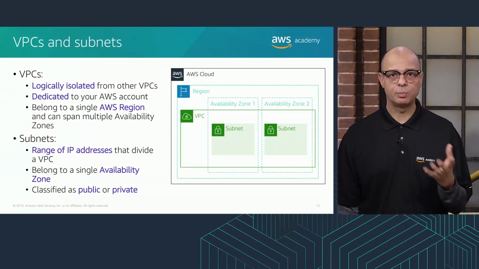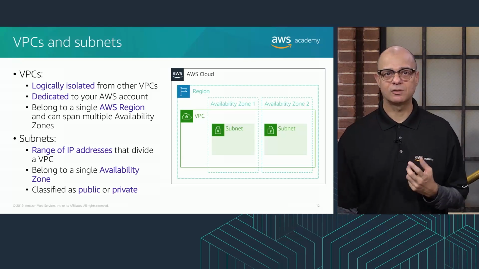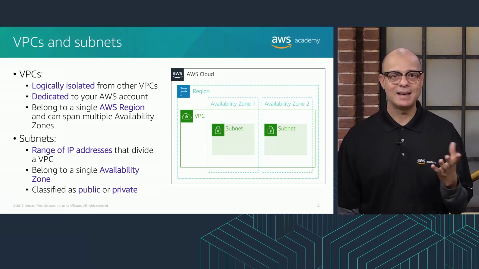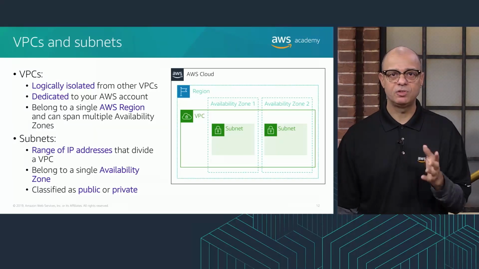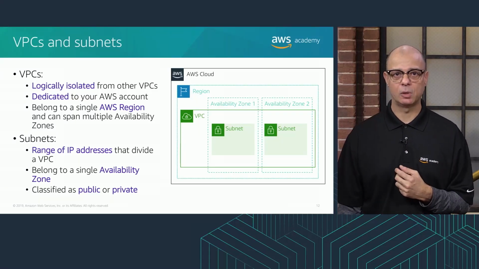Amazon VPC enables you to provision VPCs. A VPC is a virtual network that is logically isolated from other virtual networks in the AWS cloud. A VPC is dedicated to your account. VPCs belong to a single AWS region and can span multiple availability zones.